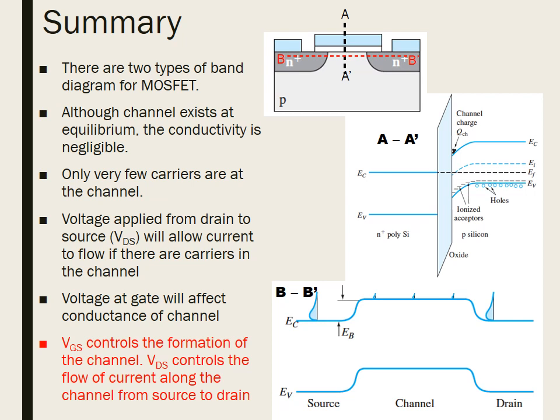In summary, there are two types of band diagram for a MOSFET. One is the band diagram of the gate structure drawn through the A prime line, and another is the EB diagram. Due to the band bending, although a channel exists at equilibrium, the conductivity is negligible, and there are only very few carriers at the channel. Voltage at the gate, or VGS, will affect the conductance of the channel. VGS controls the formation of the channel, while the drain to source voltage VDS controls the flow of current along the channel from source to drain.